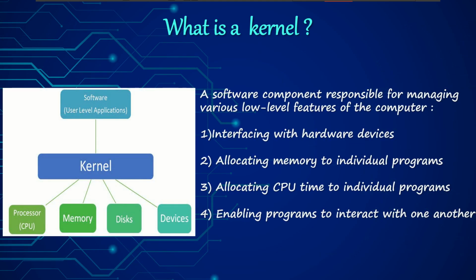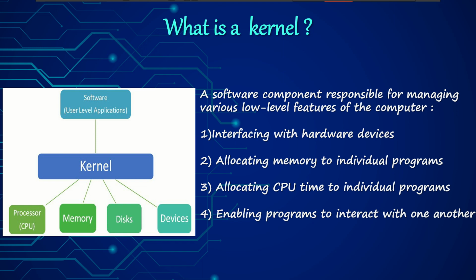The next one is the kernel. What is a kernel? An OS kernel is a software component responsible for managing various low-level features of the computer, including interfacing with hardware devices such as network adapters, hard disks, and so on, and also allocating memory to individual programs, allocating CPU time to individual programs, and the last one is enabling programs to interact with one another.